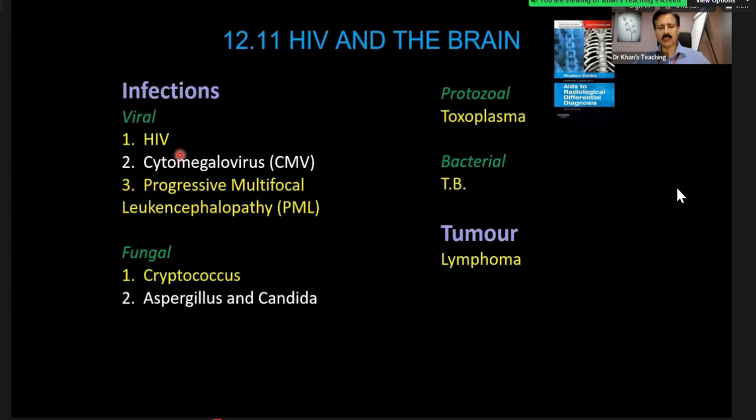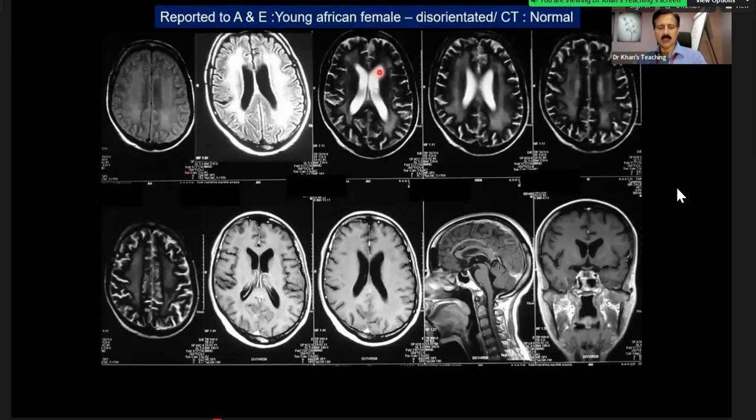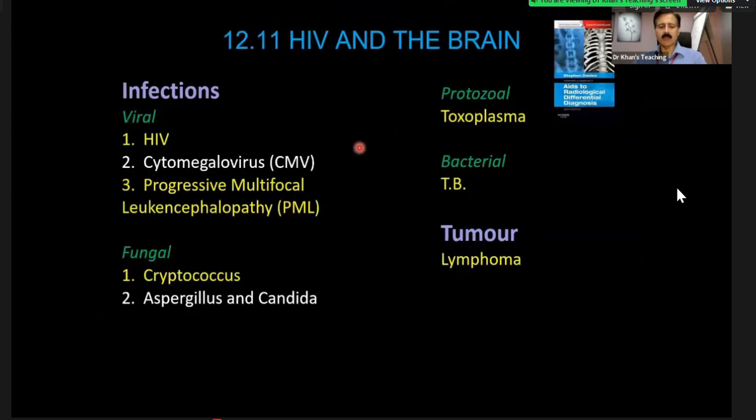As far as infection is concerned, there can be HIV encephalitis. There can be CMV encephalitis. Both of them, the point to remember is that they will have what we call dirty white matter. So the whole of the white matter has this kind of confluent finding. PML is very important, and we will come back to PML shortly. So I'll tell you about PML on a film.